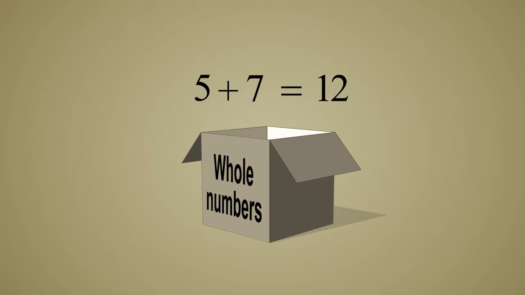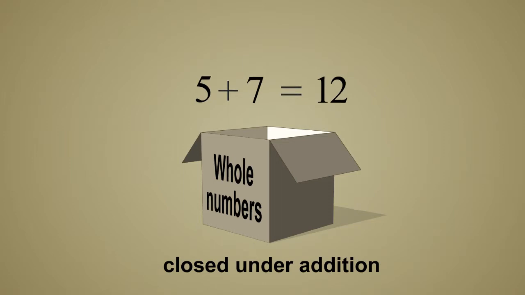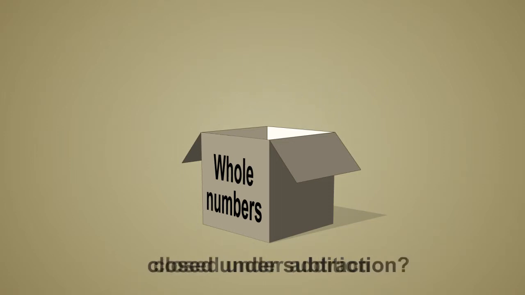Therefore, we say the whole numbers are closed under the operation of addition. A group being closed under some operation means that the operation will always create a result which is also a member of that same group. But are the whole numbers closed under subtraction?